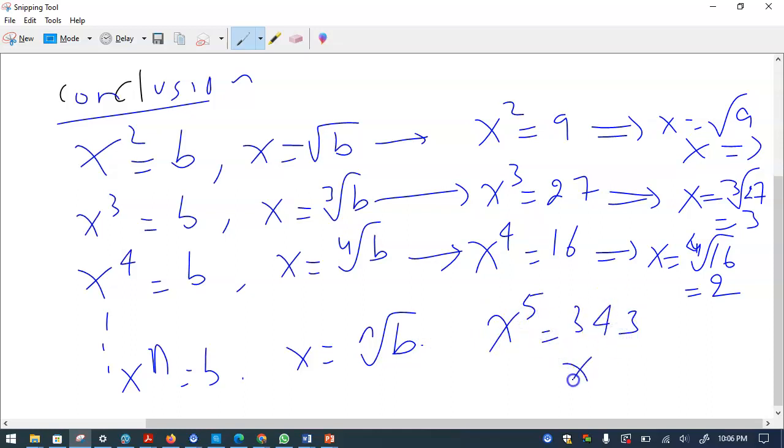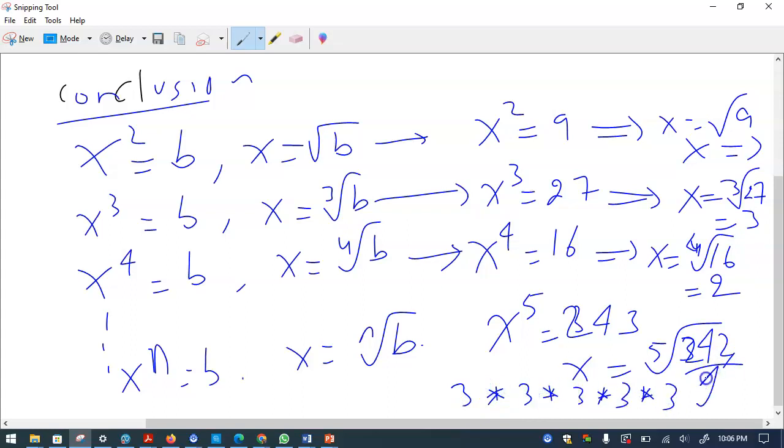It means x equals the fifth root of 243. What number multiplied by itself gives this number? And you see it is 3, because if you multiply 3 times 3, five of them, you get 243. So that's all it means. I hope this is the conclusion I wanted to make.